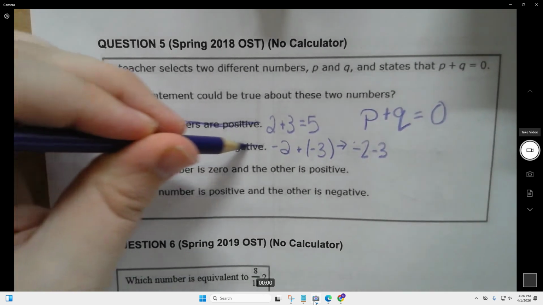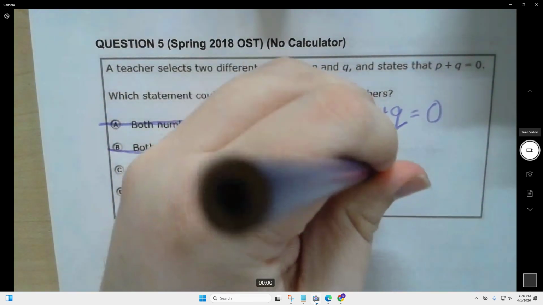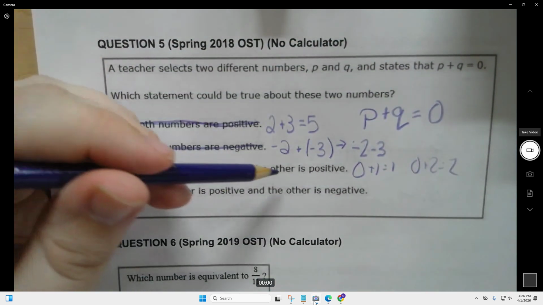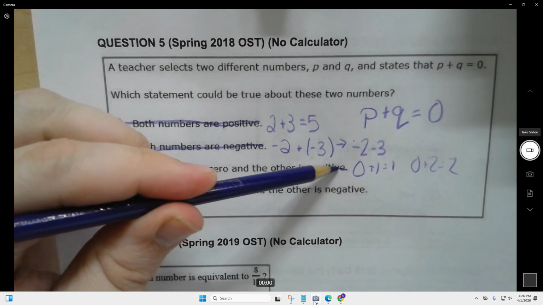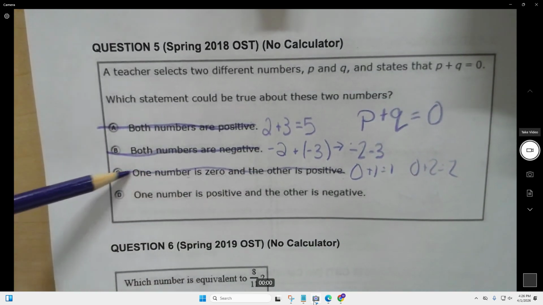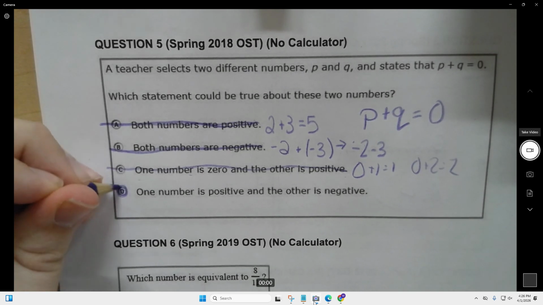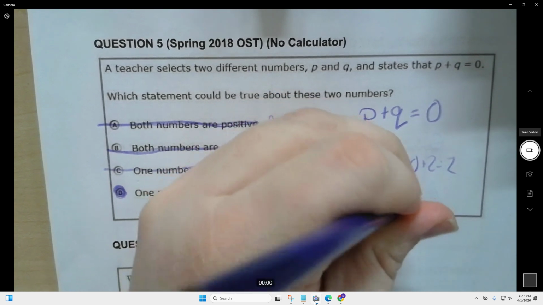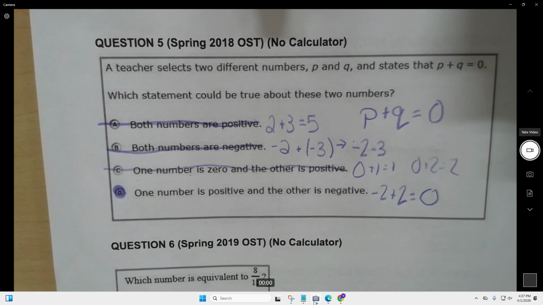So there's that. One number is 0 and the other is positive. Well, 0 plus 1 is 1. 0 plus 2 is 2. The other has to be a positive number, which means it can't be 0, because 0 is neither positive nor negative. So it can't be this, because we'll always end up with a number bigger than 0. Our only choice left, one number is positive and the other is negative. That would be like if you had negative 2 plus 2, and you get 0. All right.